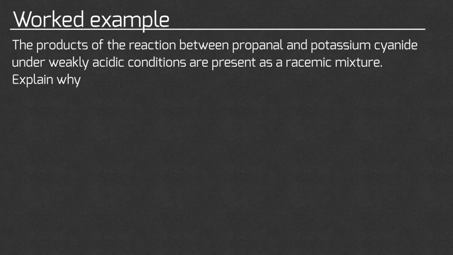Let's look at a worked example, a kind of question you might find in an exam. So the products of the reaction between propanal and potassium cyanide under weakly acidic conditions are present as a racemic mixture. Explain why.